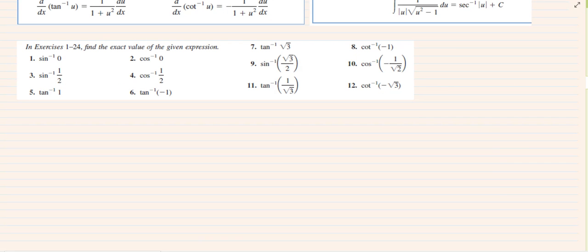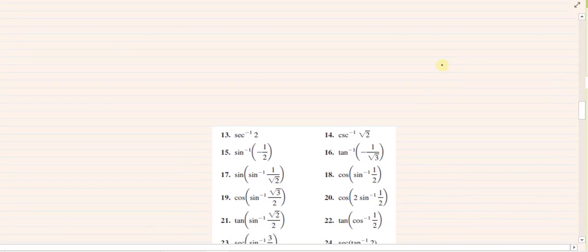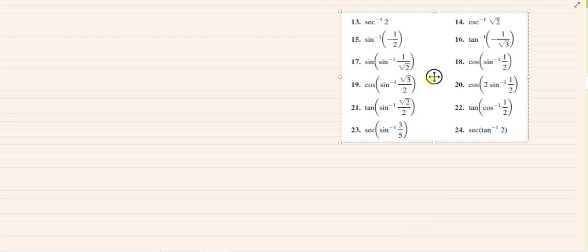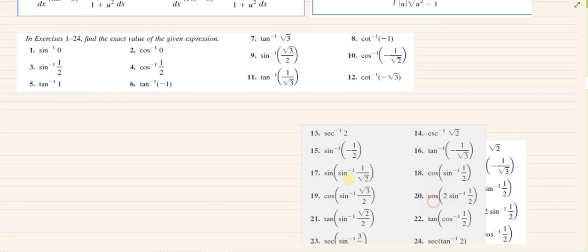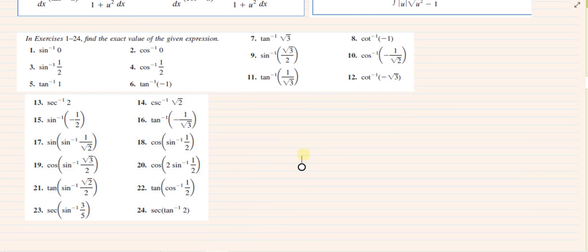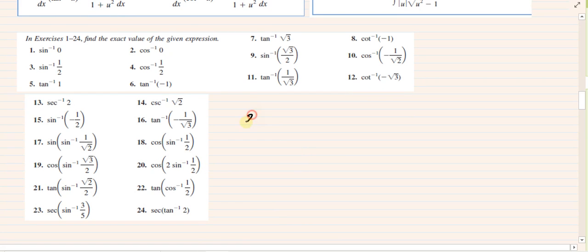All right, so let's take a look at these exercises for now. We're going to look at numbers 1 through 24. Okay, so let me bring up this one also, and maybe right there, and we're going to work some of these out. Let's begin with exercise number 2.